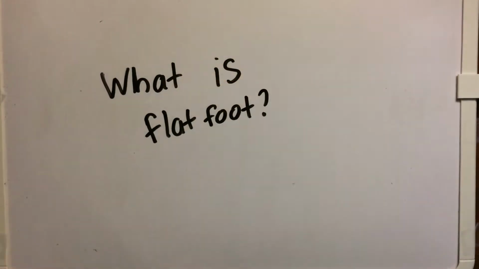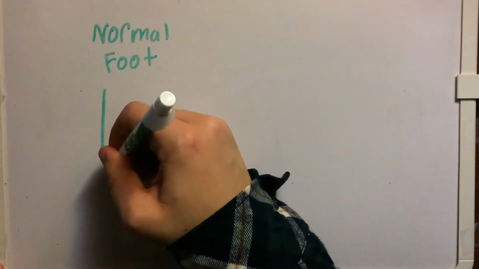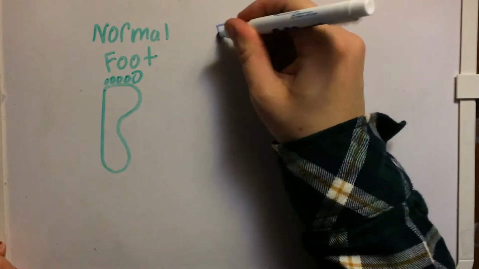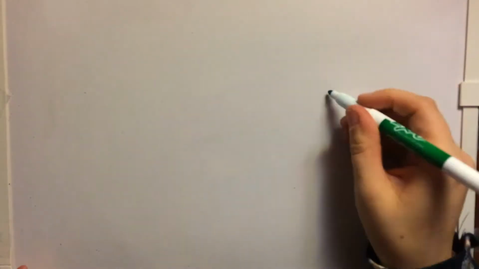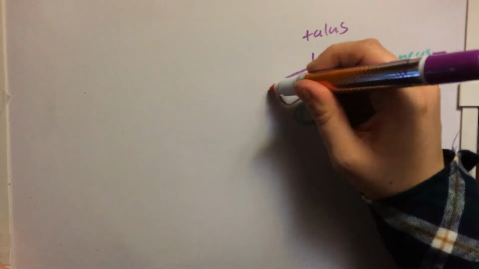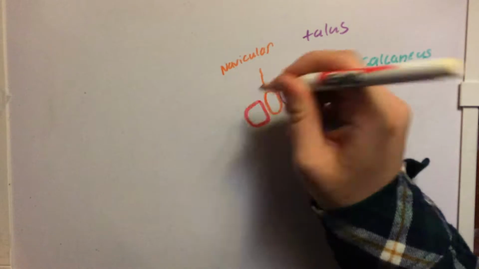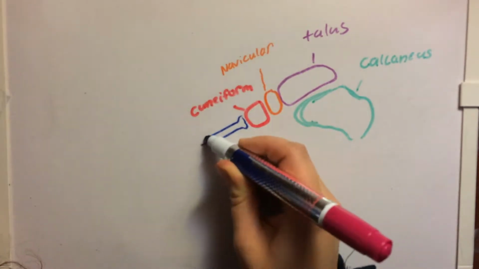So what is flat foot? Well, flat feet, also known as pes planus, or fallen arches, is a postural deformity where the medial arches of the foot collapse. The medial arch of the foot is made up of the calcaneus, the talus, the navicular, the three cuneiforms, and the first, second, and third metatarsals.